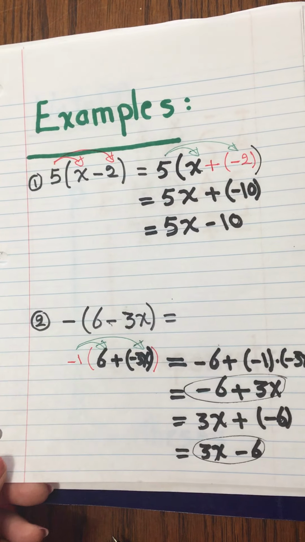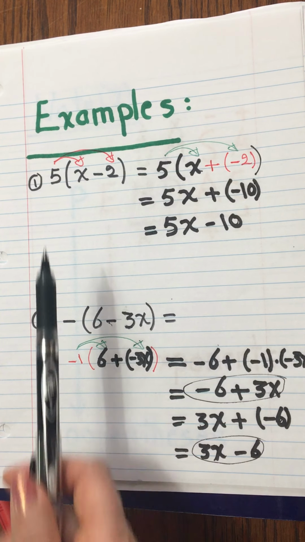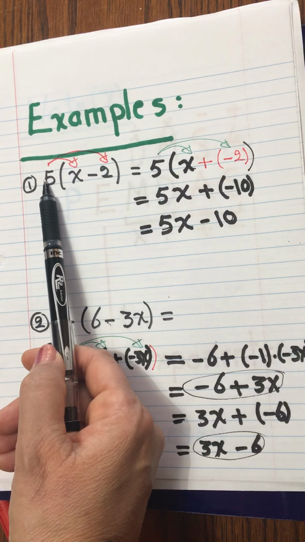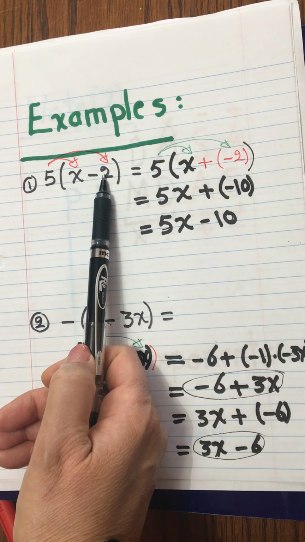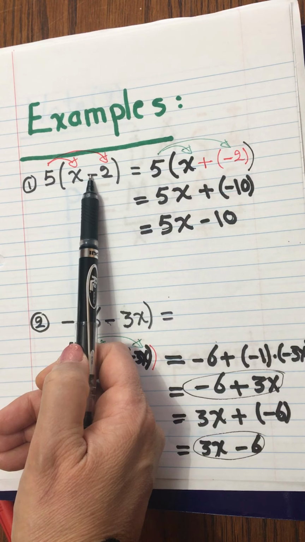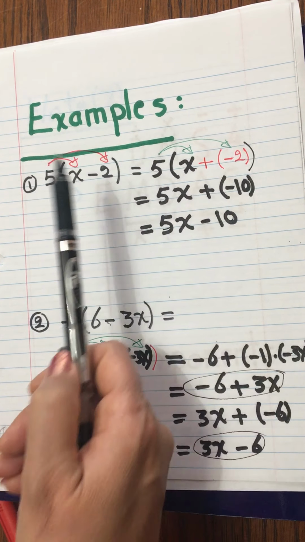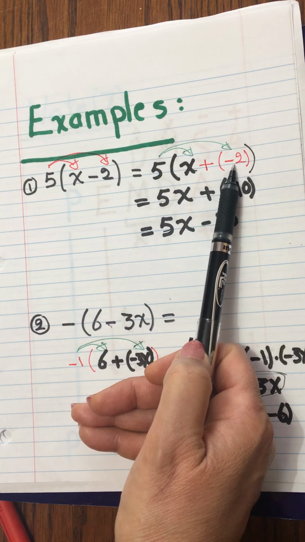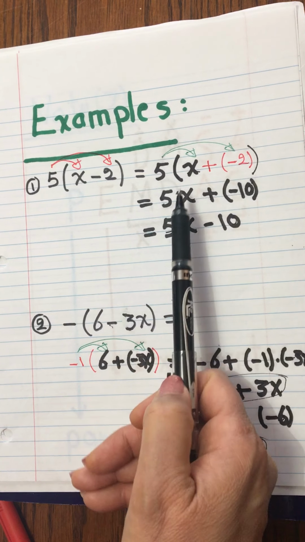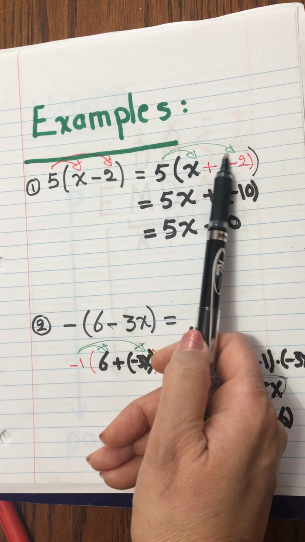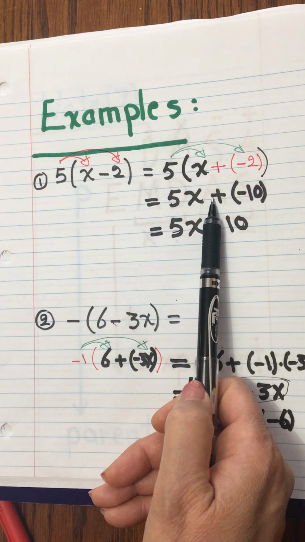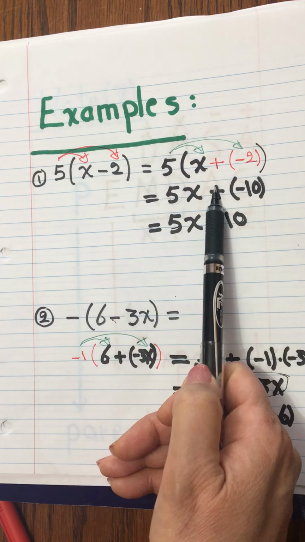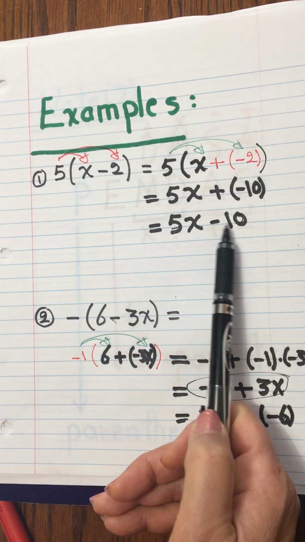So in these examples, 5 parentheses x minus 2. So I'm going to distribute 5 and multiply it by x and 2. But first thing, I have a negative inside parentheses. So I'm going to change it to positive and 2 to negative 2. And don't forget parentheses for negative 2. Then multiply 5 times x. I can have 5x. 5 times negative 2, I can have negative 10 and put the plus down. 5x, positive times negative is negative, so minus 10.